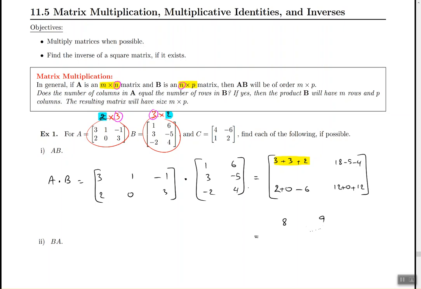Minus 4 is going to be 9. 2 plus 0 minus 6 is going to be negative 4. And finally, 12 plus 12 is going to be 24. And that's the solution. Let's try to do this with a calculator.